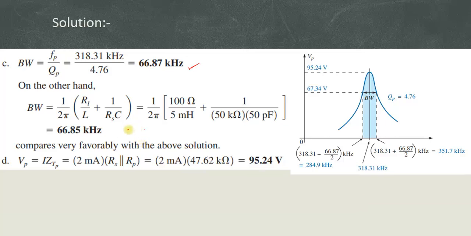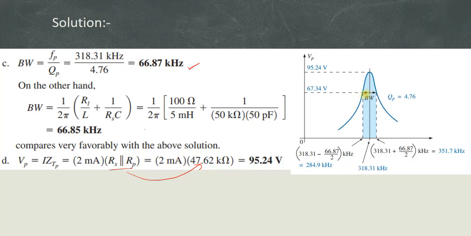Anyhow, you know this. Okay, so then the next one is Vp equal to, we know that formula, I into ZTP. The value of I is 2 milliamps, ZTP equal to Rs in parallel with Rp. The value of this combination is equal to 47.62 kilo ohm. If you multiply these two values, the final value is around 95.24. Here it is the graph, the impedance versus frequency. We know that at resonance condition the impedance is maximum. Here the bandwidth is around 66.8 kilohertz, they noted down here. At peak value the voltage is 95.24 volt.